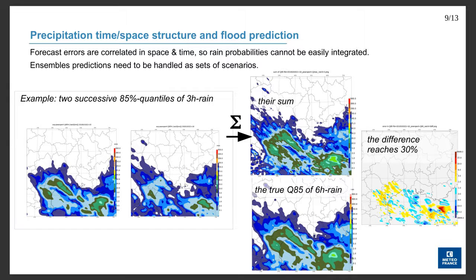So you cannot just issue short accumulations of rain, derive probabilities from that, and derive flood forecast from that, because the flood is sensitive to accumulation over several time scales. And if you neglect that, you will usually end up with very large errors in the prediction of rain accumulations. In this example, we have up to 30% error in the prediction of the high precipitation area.